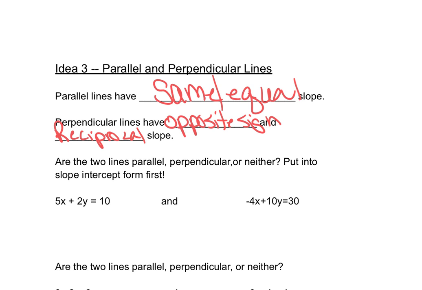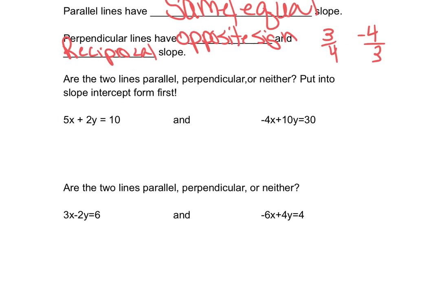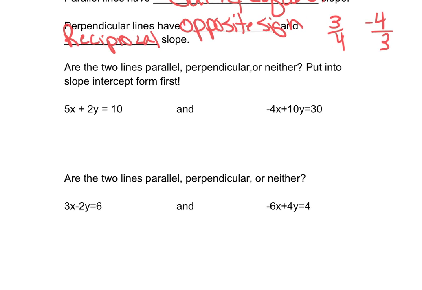So like if our original slope was 3/4, perpendicular to it would be the opposite sign, which is negative, and the reciprocal, which is just the flip. So we need to decide, are these lines parallel, perpendicular, or neither? So first, we're going to put them into slope-intercept form, which basically means we're going to solve for y.